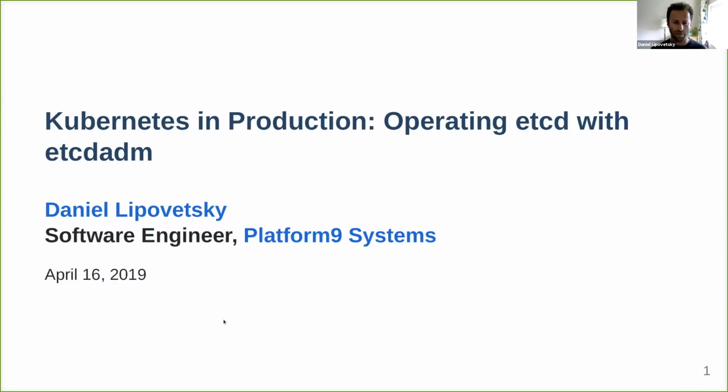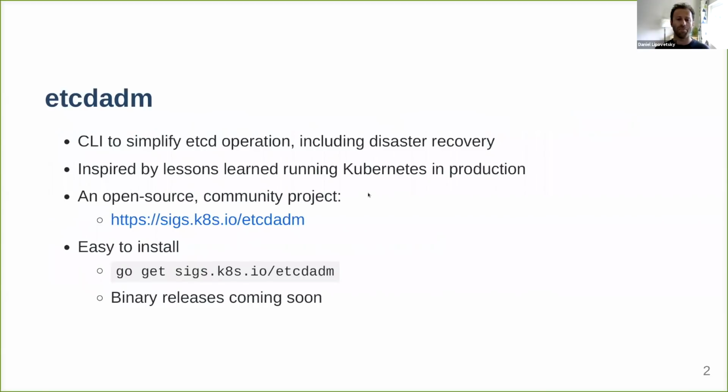So to begin, etcdadm. It's a CLI, and it's meant to simplify etcd operation, including disaster recovery. Inspired by lessons learned running Kubernetes in production, and importantly, it's an open source community project. You can find it on GitHub. It's adopted by the Kubernetes Cluster Lifecycle Special Interest Group. And it's easy to install. It's a single Go binary. You can go get it. And we'll have binary releases coming soon.